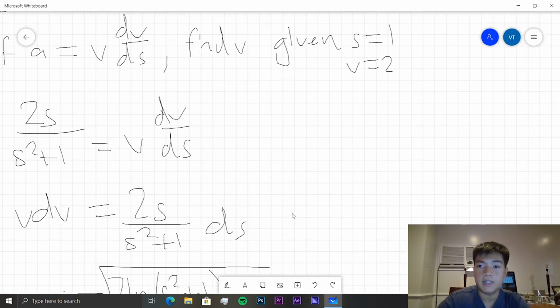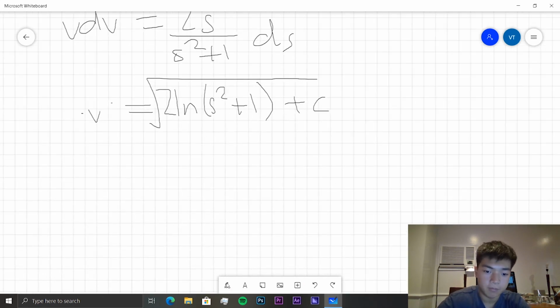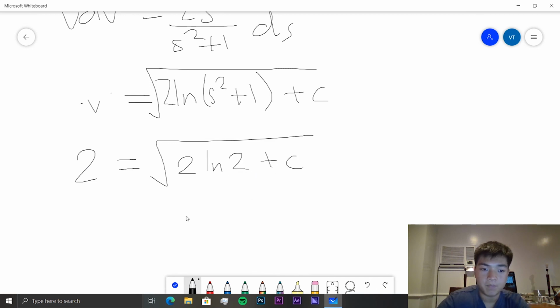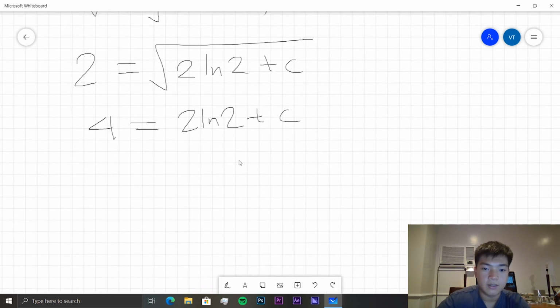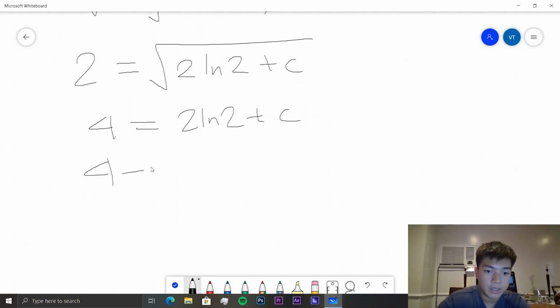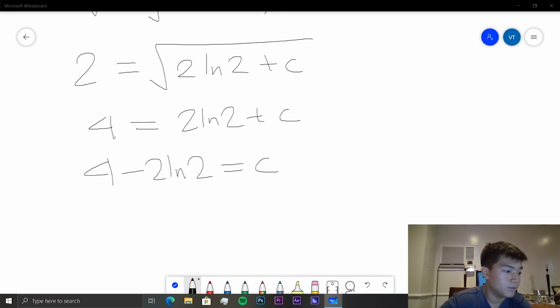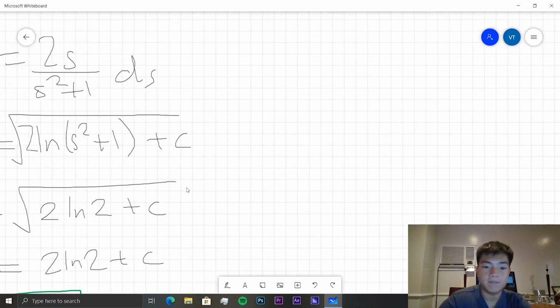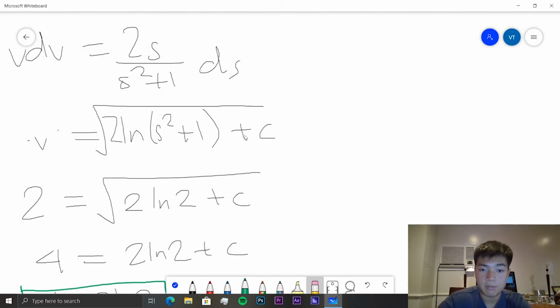And so now we need s is 1, v is 2, so we need to find the constant. So 2 is equal to the square root of 2 ln 2 plus c. 4 is equal to 2 ln 2 plus c. 4 minus 2 ln 2 is equal to c. Do we need a numerical answer? Perhaps. No, we don't. It's just 4 minus 2 ln 2. So we have v is equal to the square root of 2 ln (s squared plus 1) plus 4 minus 2 ln 2.